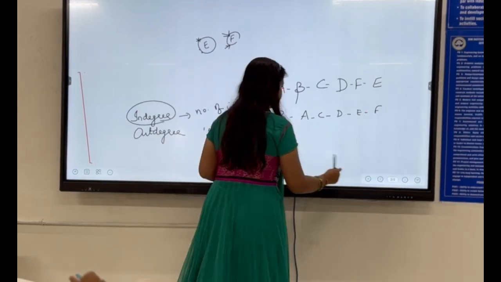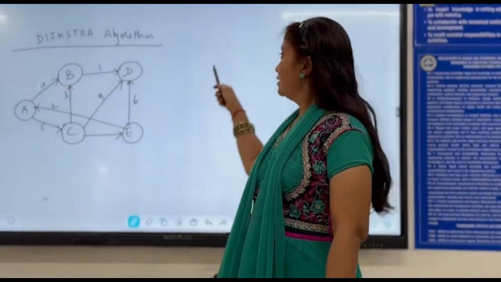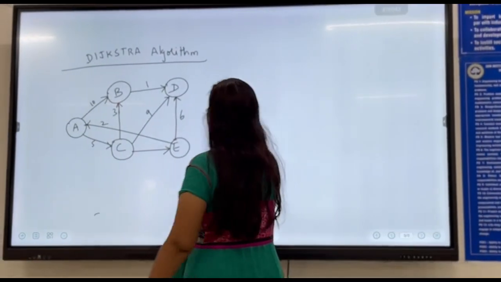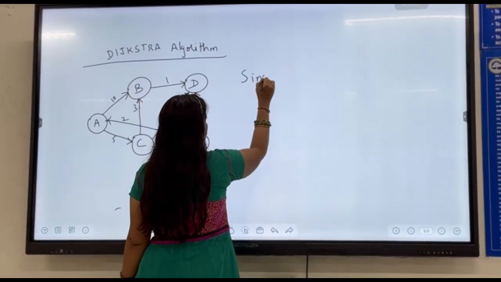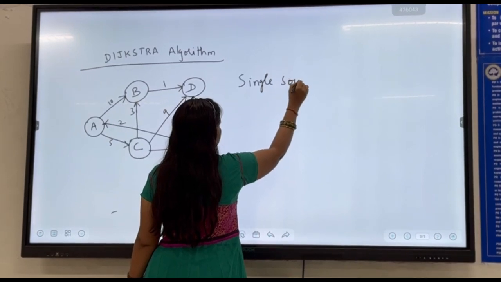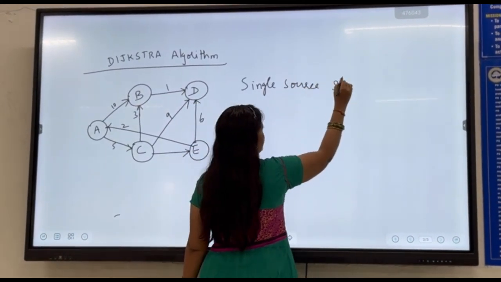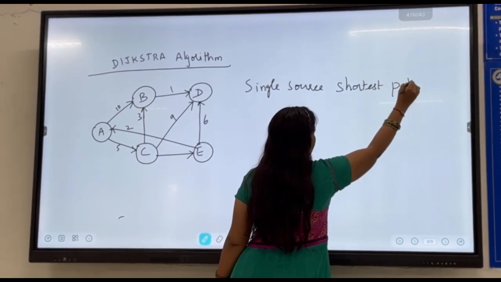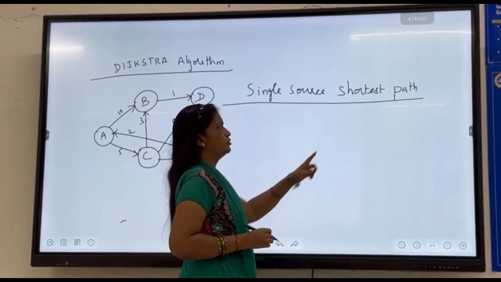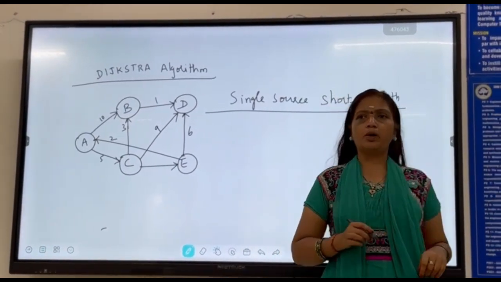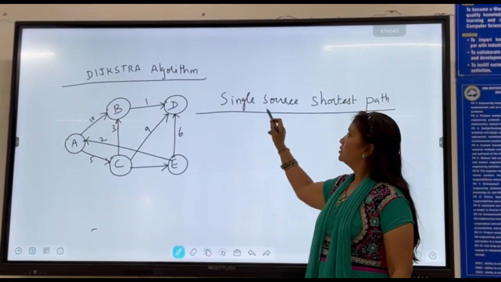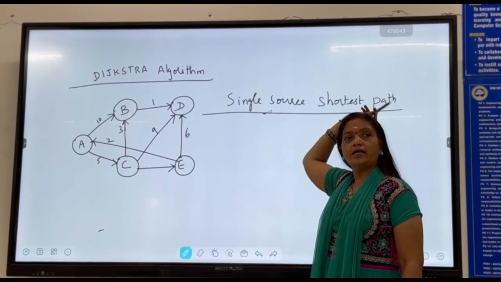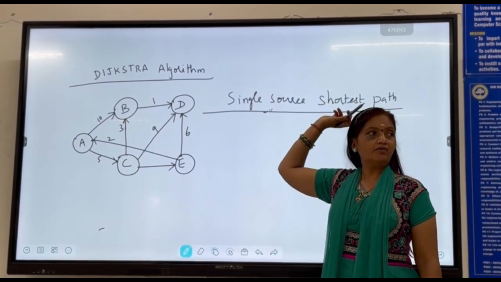Going to see Dijkstra algorithm. So Dijkstra algorithm is also known as single source shortest path algorithm. So as the name indicates, this is going to find out the shortest path from a single source node to any other node in the given graph.